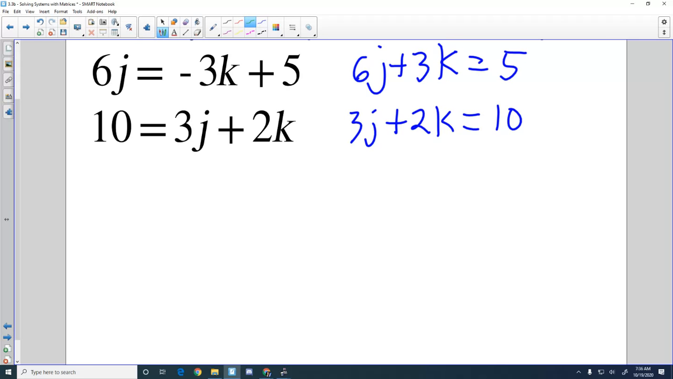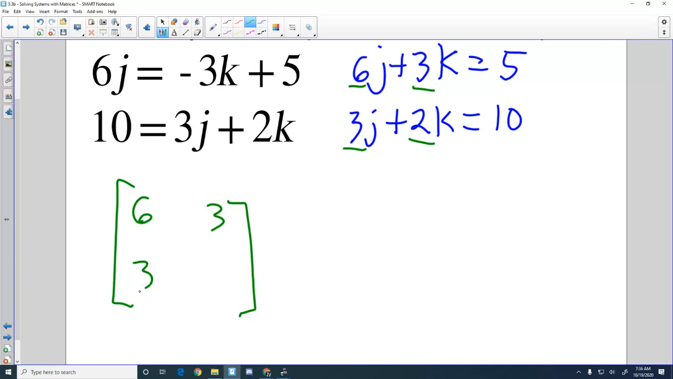So the first matrix is called our coefficient matrix. That comes from the four coefficients, those numbers in front of all the variables. In this case, we've got 6, 3, 3, and 2.